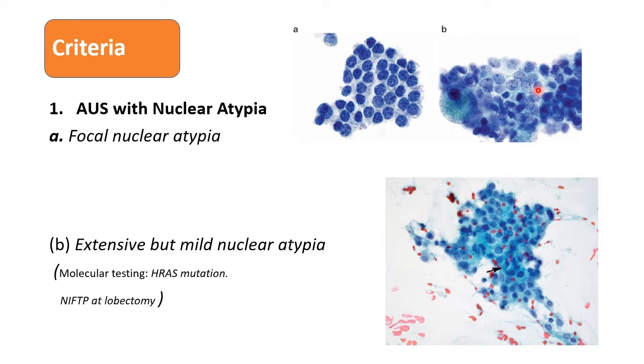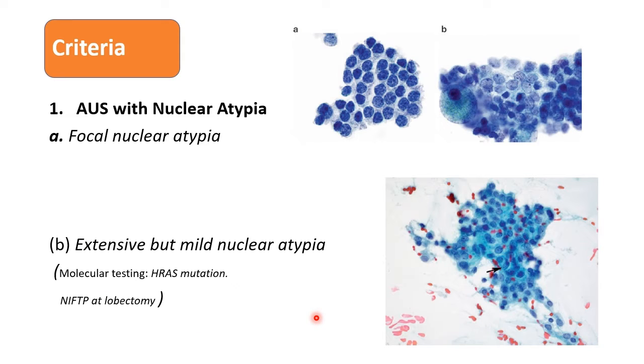We should keep in mind that these types of changes can also be seen in certain conditions like lymphocytic thyroiditis. So if you have changes of lymphocytic thyroiditis elsewhere, then a diagnosis of AUS with nuclear atypia should not be given. But if you do not have any evidence of lymphocytic thyroiditis anywhere, and you have some foci of nuclear changes which do not conform to the morphology of papillary carcinoma, you should classify them as AUS with nuclear atypia, which is focal.